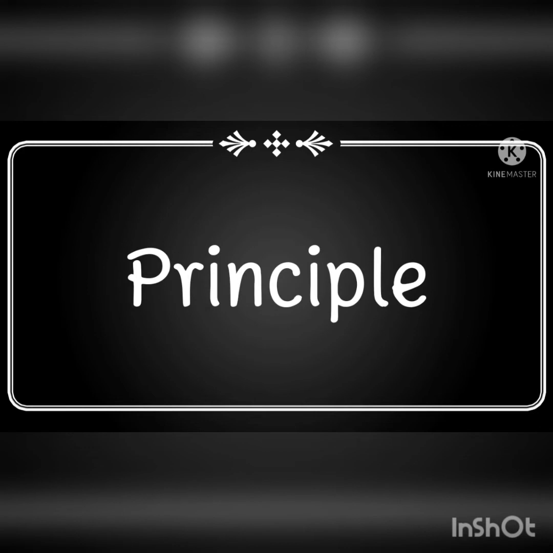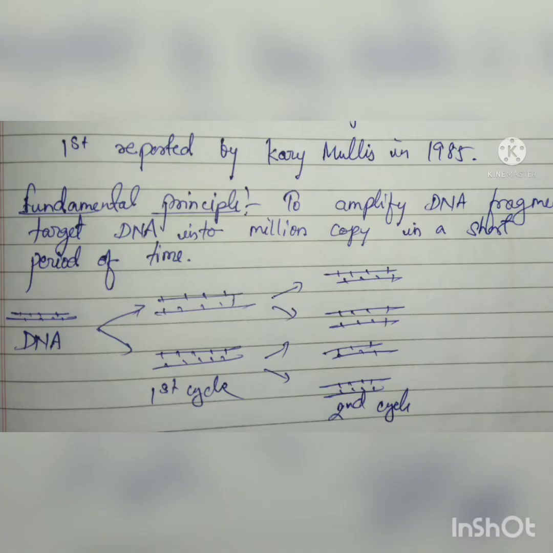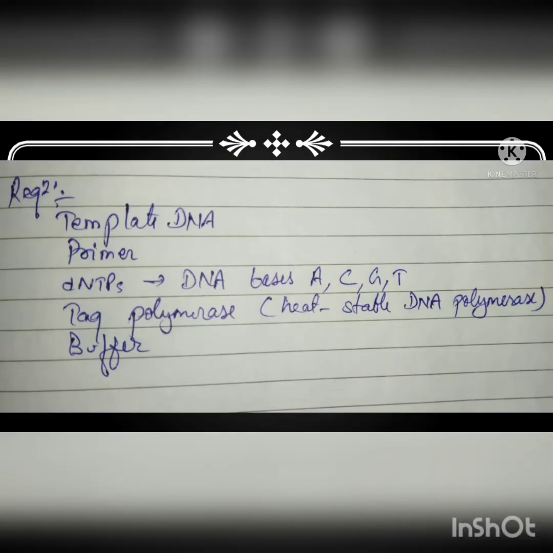What is the principle behind PCR? The fundamental principle is to amplify DNA fragments, that is target DNA, into millions of copies in a short period of time. Means we can get millions of copies of DNA in a short period of time. This DNA template is amplified into 2 templates in the first cycle and into 4 templates of DNA in the second cycle of PCR. A PCR machine can perform the polymerase chain reaction.